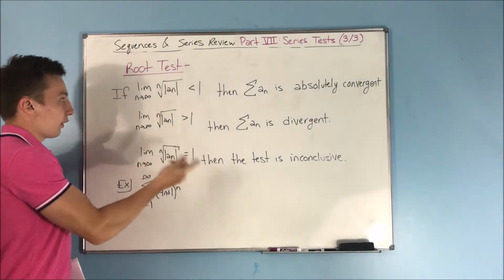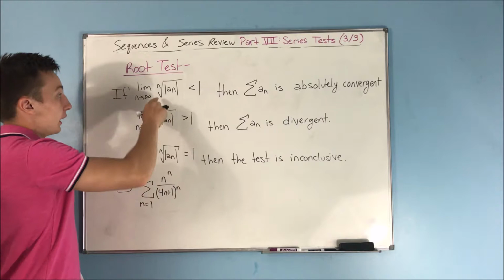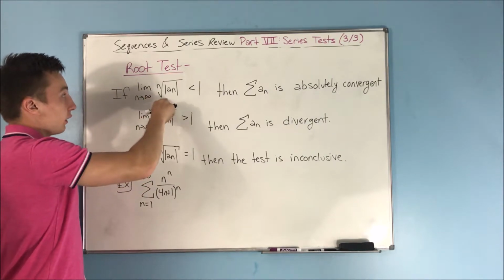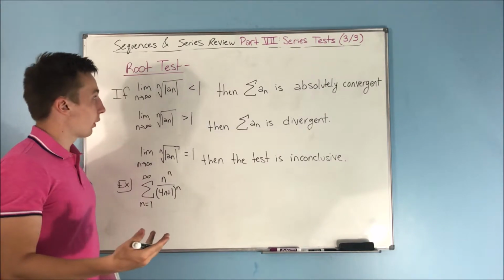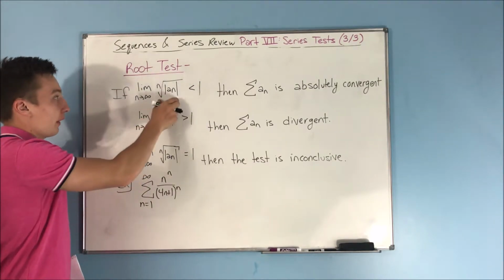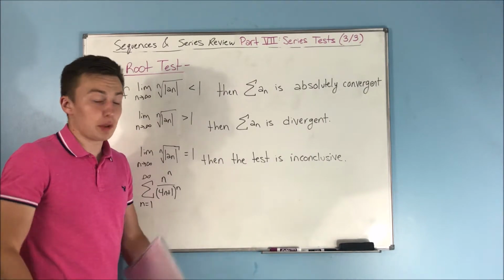But the only thing that's different is what's inside the limit. What's inside the limit is the nth root of the absolute value of a sub n. That's what's different, okay? So if you can remember that, you're good. That's pretty much it. And if you know the ratio test, well, you're fine.